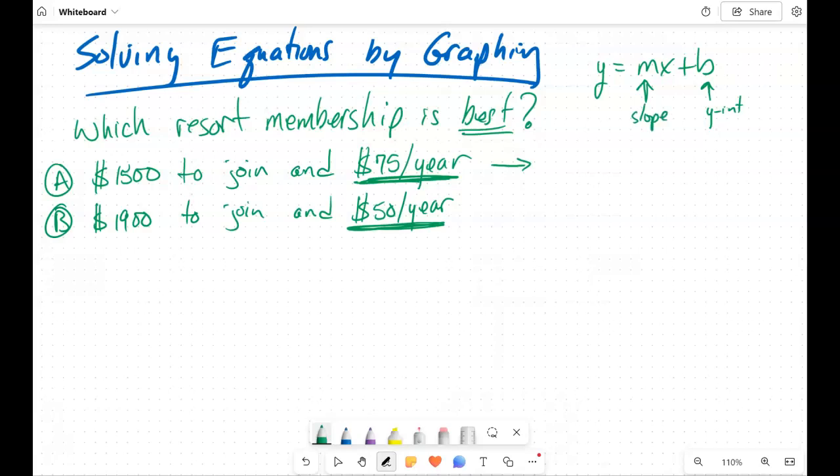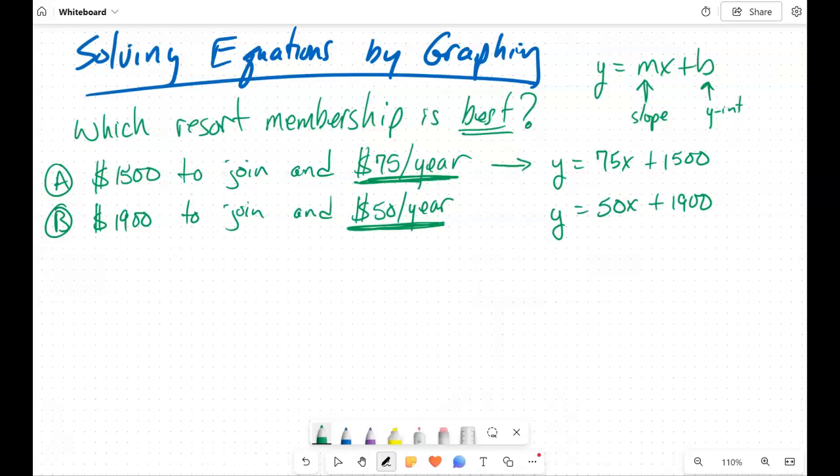So in this situation for option A, our equation to model this would be y equals 75x plus 1,500, where 75 is our slope or rate of change, x is how many years we have it, and y is my total cost. For option B, it would be y equals 50x plus 1,900.